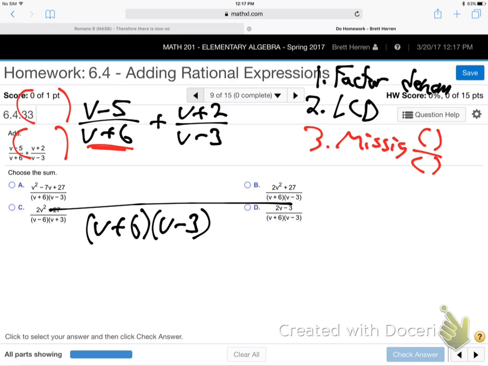So look at the first denominator compared to the common denominator. What's the first denominator missing to be the same as the common? What does he need? V minus 3. Is this making sense? And then you've got to multiply that top, don't you? We're done with the bottom. We have the common denominator in the bottom. But the top, you've got to FOIL. The V goes to both, and the minus 3 goes to both.